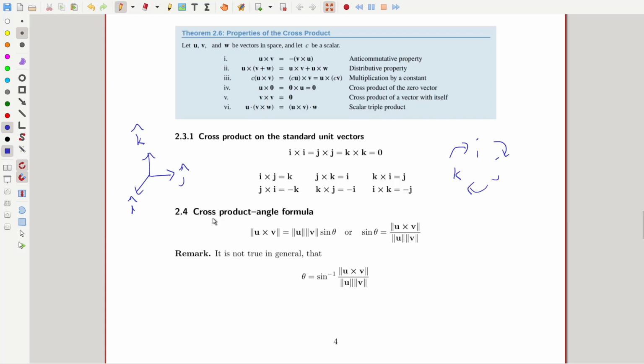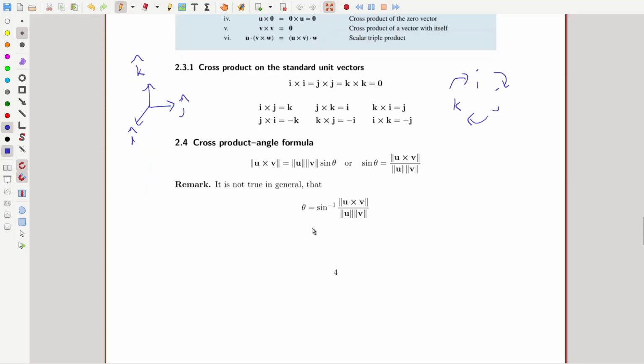All right, moving on. So the cross product angle formula. You'll recall that there was a similar formula involving the dot product. There was a dot product angle formula where instead of the cross you had a dot, and instead of sine you had cosine. So it's neat that there's a version of this for the cross product. Now, the thing about this equation is that it is true always. But if we try to take inverse sine, there is a problem.